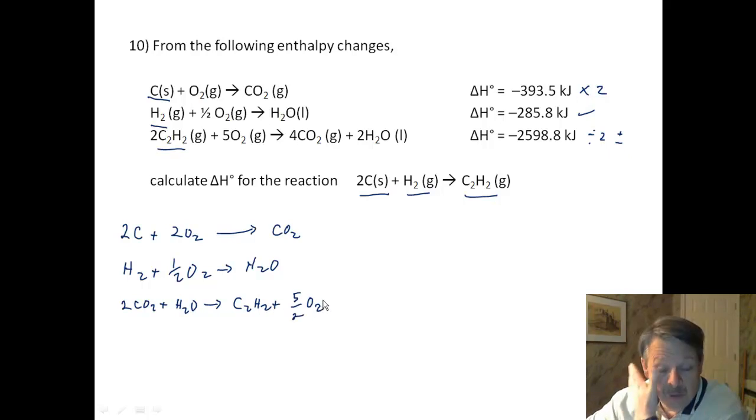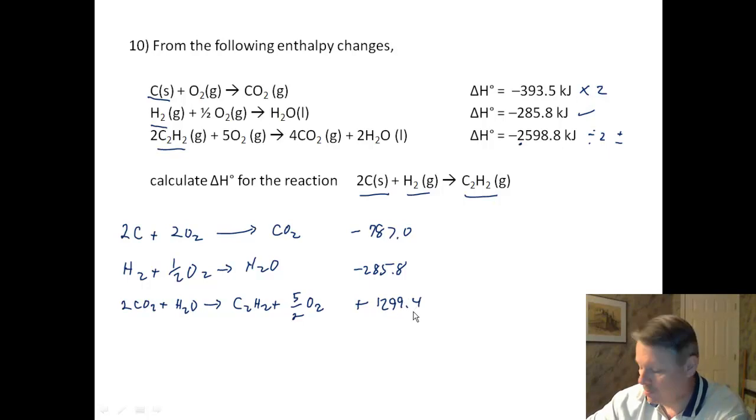All right, now my equations, let's look at my numbers here. This one I had to multiply by 2, so that's going to become a negative 787. And this one is still a negative 285.8. And this one I had to divide by 2 and change the sign, so it's positive now instead of negative, and it's 1299.4. All right, so let's go and see what happens when I add all these together.